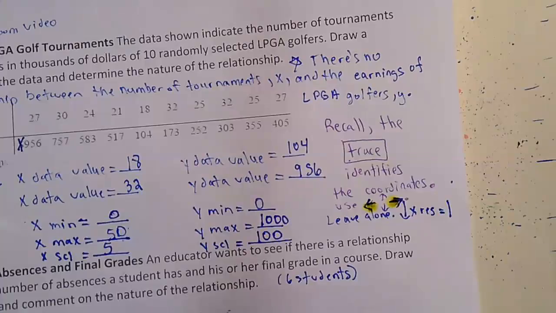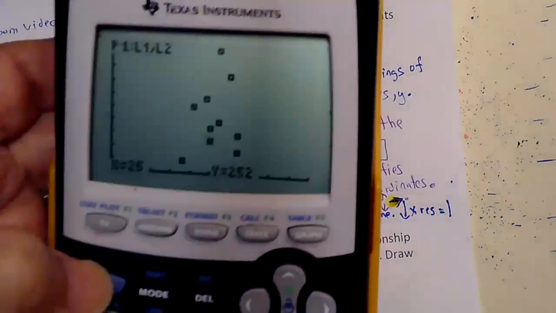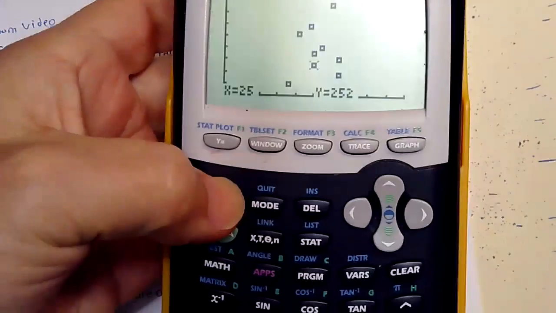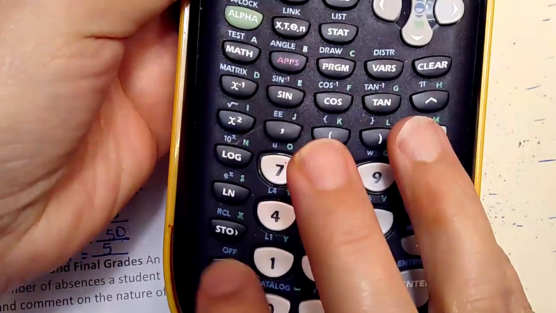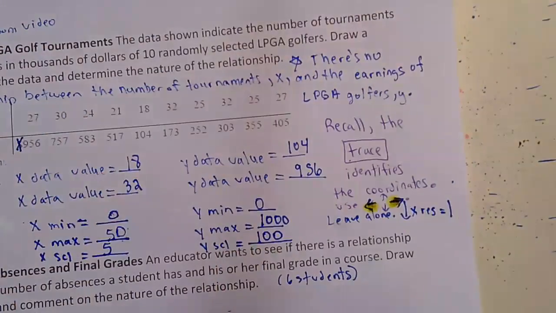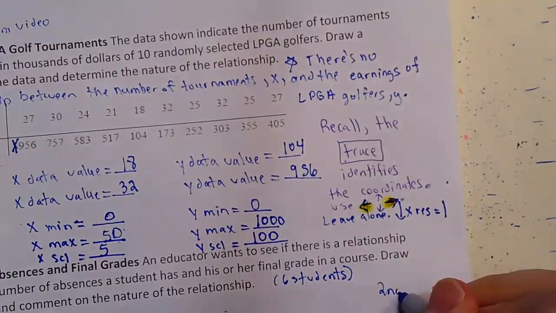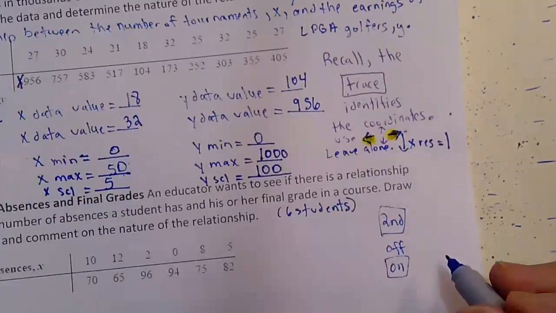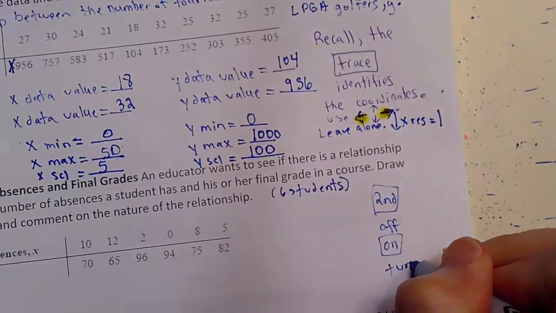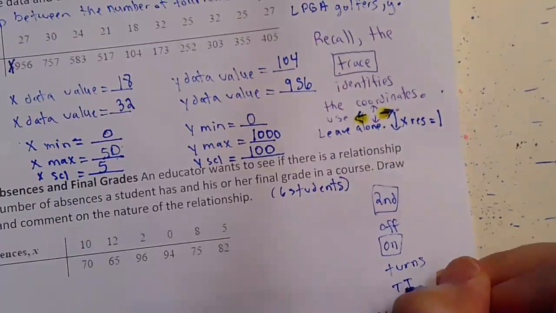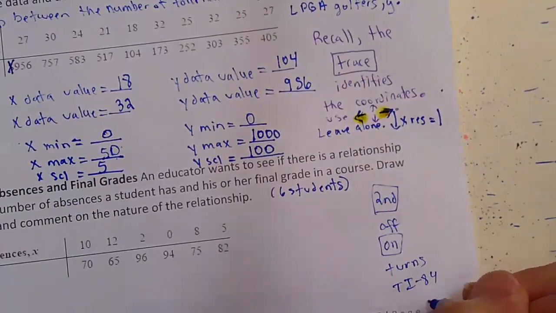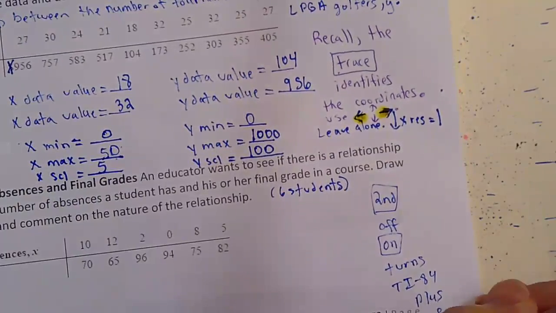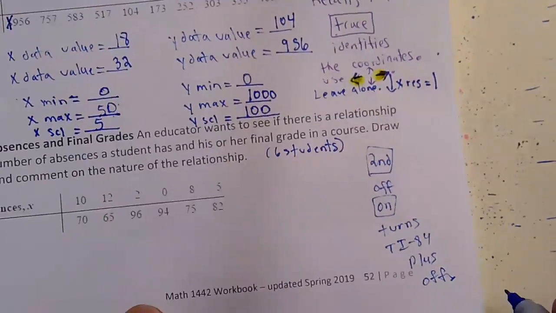Okay. And then don't forget to turn this off. Second, and then off. Second on turns it off. Okay. So remember, second off turns the TI 84 Plus off. Okay.